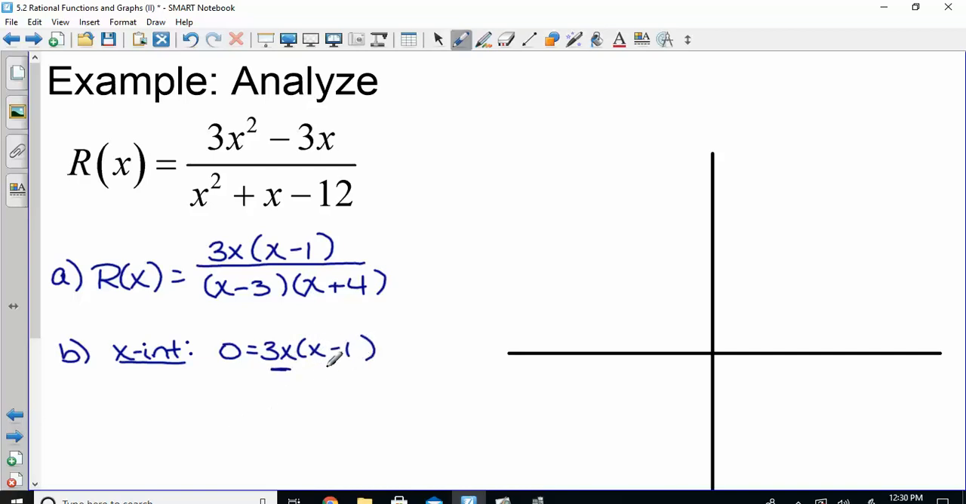So two things multiplied, one of them has to be a 0. What makes 3x equal 0? 0. And x minus 1? Okay, and we're not finding these things just for fun. I expect them to be on your graph. So I would hit the x-axis at 0 and 1.